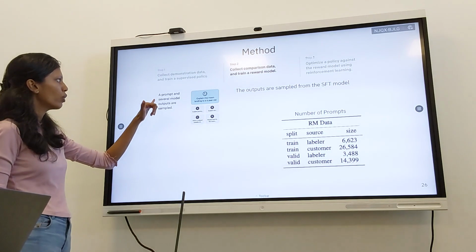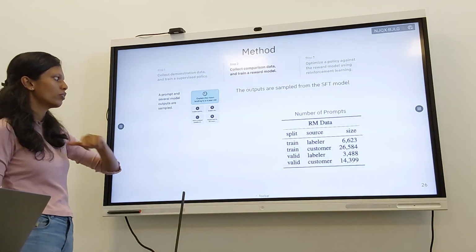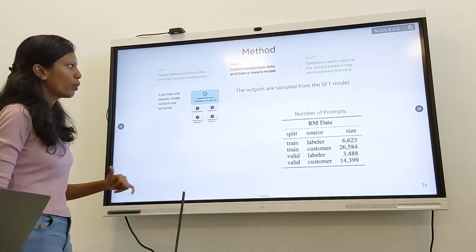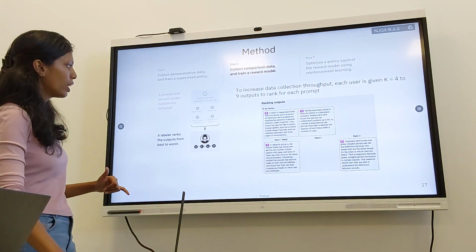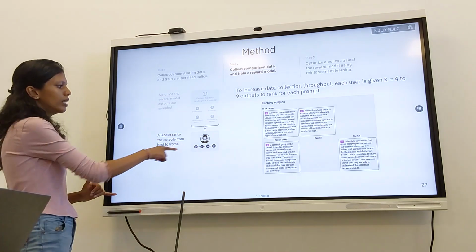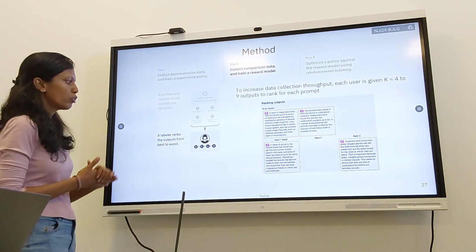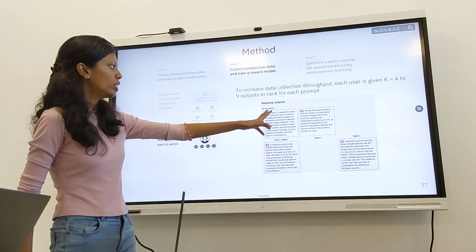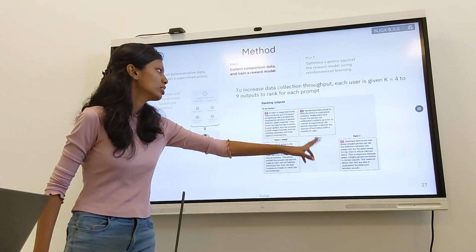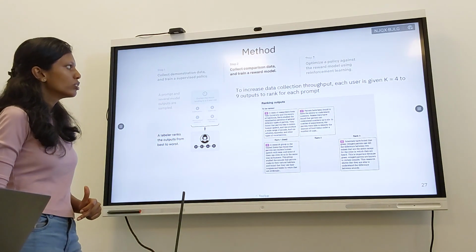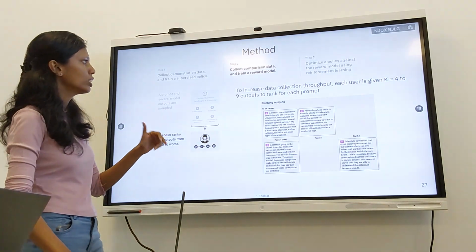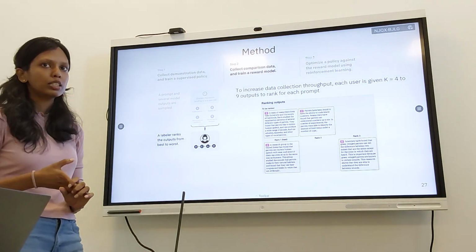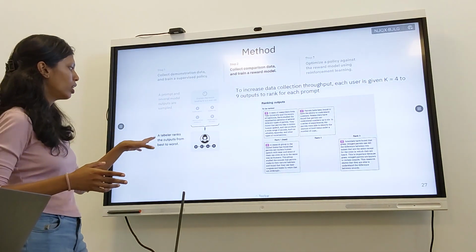We take a prompt, pass it to the language model, and get several responses out of it. Out of those responses, we tell the labeler to rank each of them from best to worst. This is the example case. The labeler has ranked these 4 responses like this. Also, in the paper they mention that each labeler is given 4 to 9 responses per prompt to rank.